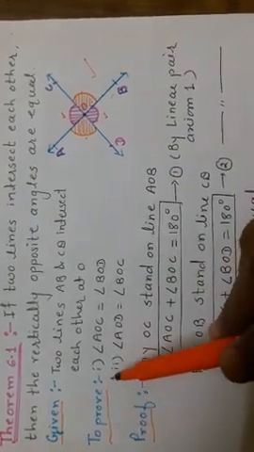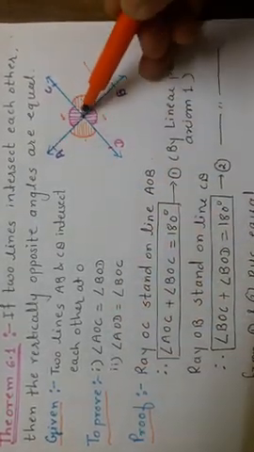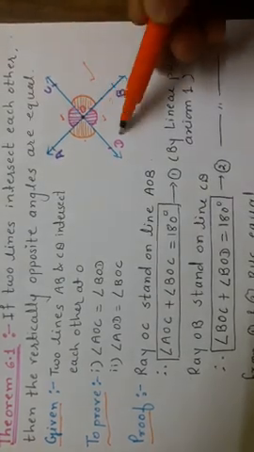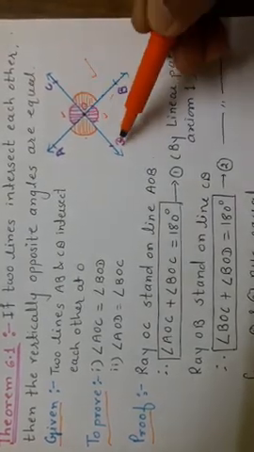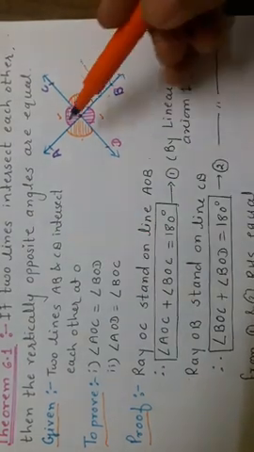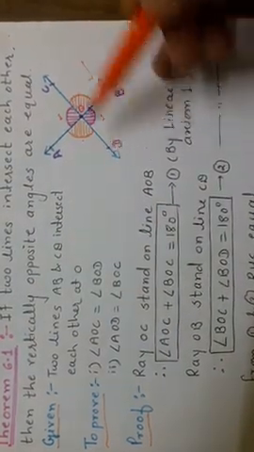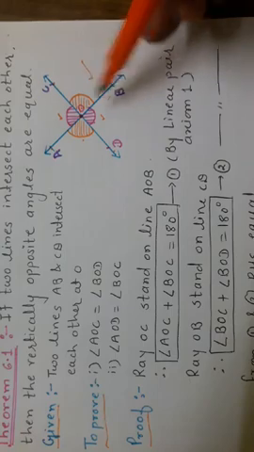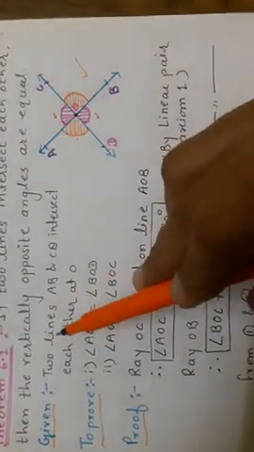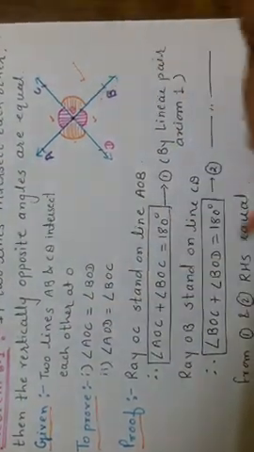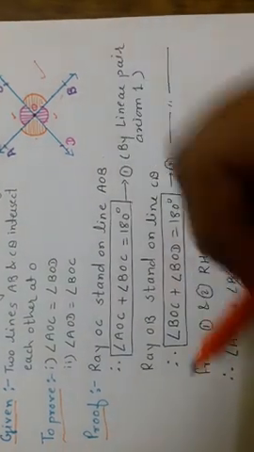What we have to prove? To prove: angle AOC, opposite to which is BOD, both are equal. Next, AOD is equal to BOC. Given, to prove, and diagram we have written and drawn. Now we will prove that.